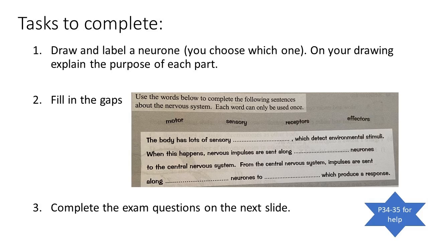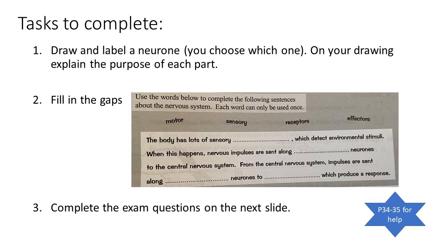Okay, so let's just talk through the sentence you've just completed there for part 2 of that task. The body has lots of sensory receptors, that should be, which detect environmental stimuli. When this happens, nervous impulses are sent along sensory neurons to the central nervous system. From the central nervous system, impulses are sent along motor neurons to effectors, which produce a response. So well done if you got all 4 of those.